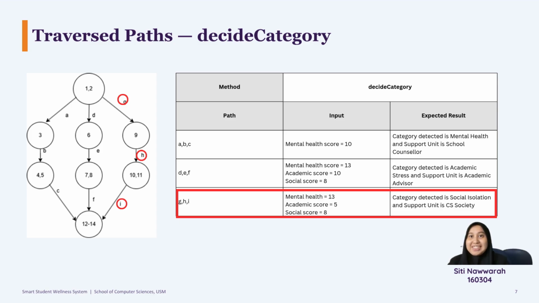The last path is GHI. Here the mental score is 13 and the social score is higher than the academic score. So the category is social isolation and the student is routed to the CS society. Each path sends the student to a different support unit. Together, these paths test the complete routine logic from start to finish.